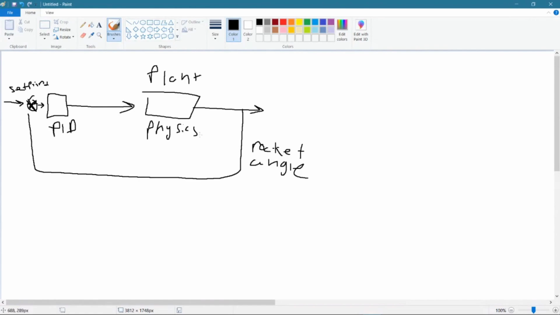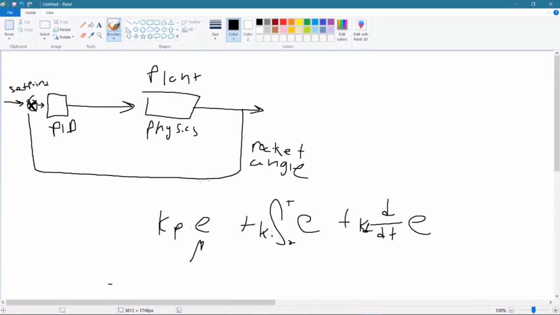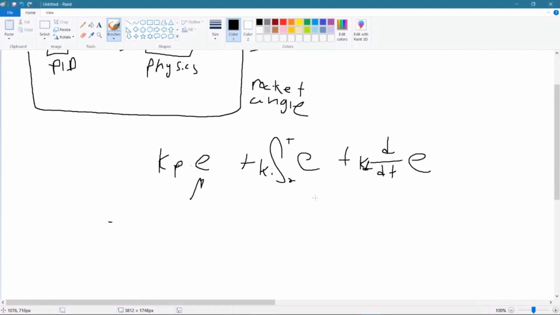All right. So we have our rocket angle, right? The issue with the PID is that it can only deal with one control input, right? The PID can only look at one thing, and it observes one thing, which is our error signal from our reference based on the current state, the current rocket angle. And that's the output.